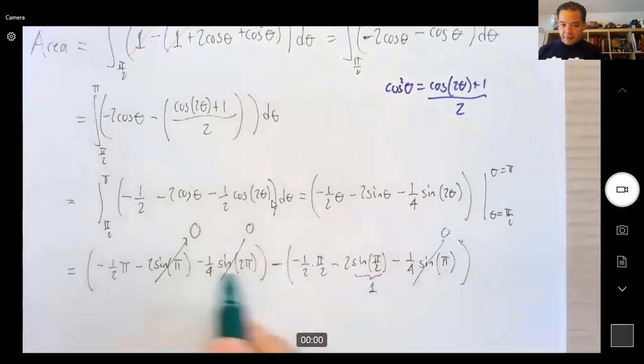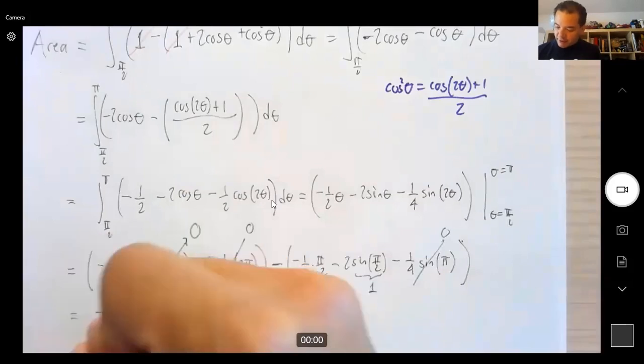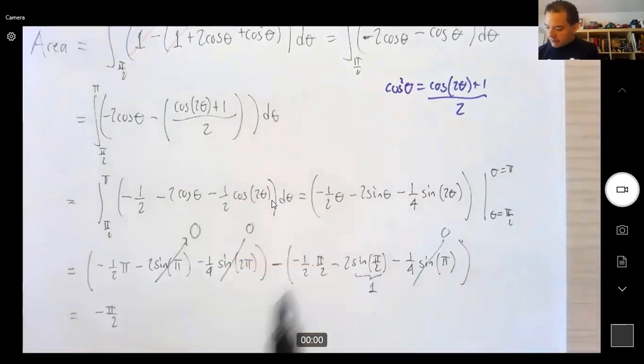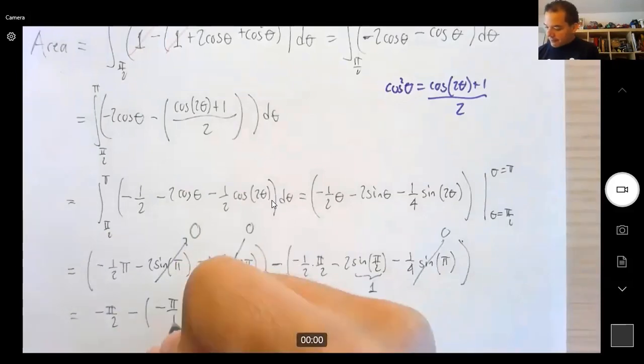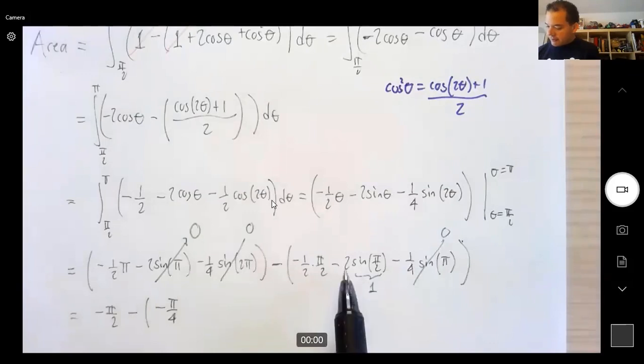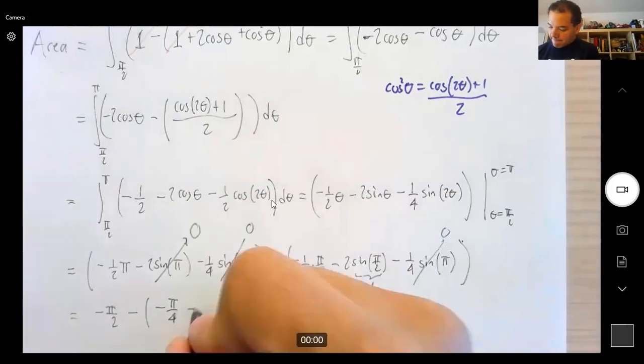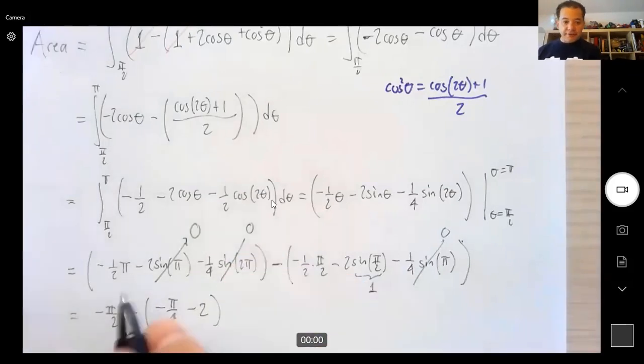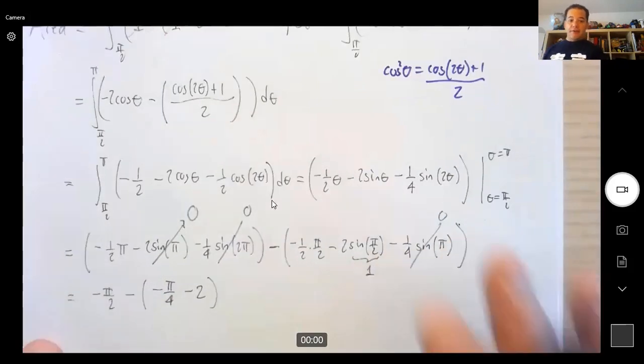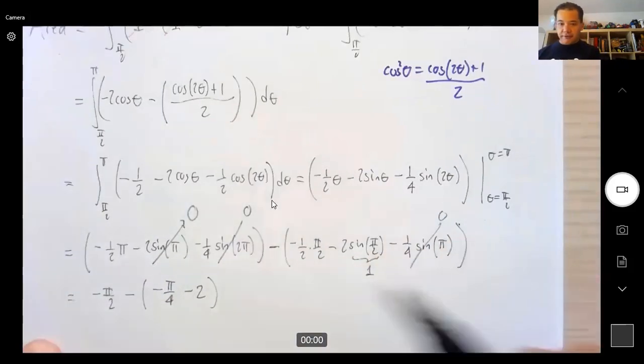And I think that's about it. So let's see what we get. We get negative pi over 2 minus, and then this is negative pi over 4, and this is negative 2. And that's it. The rest of the quantities here are 0, right? All these other ones that are marked are 0.